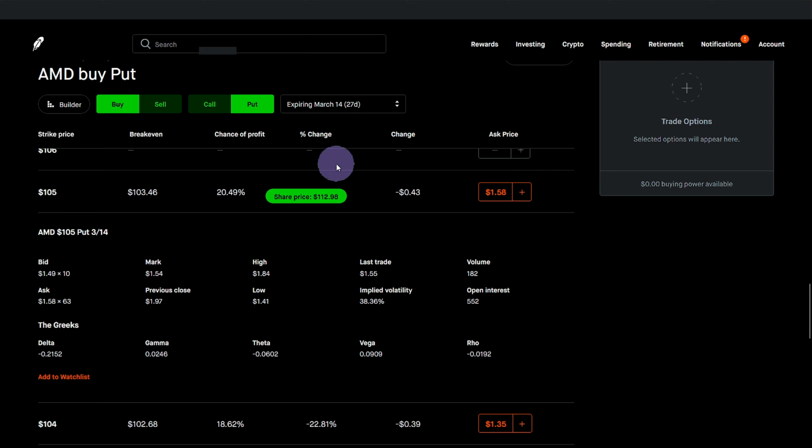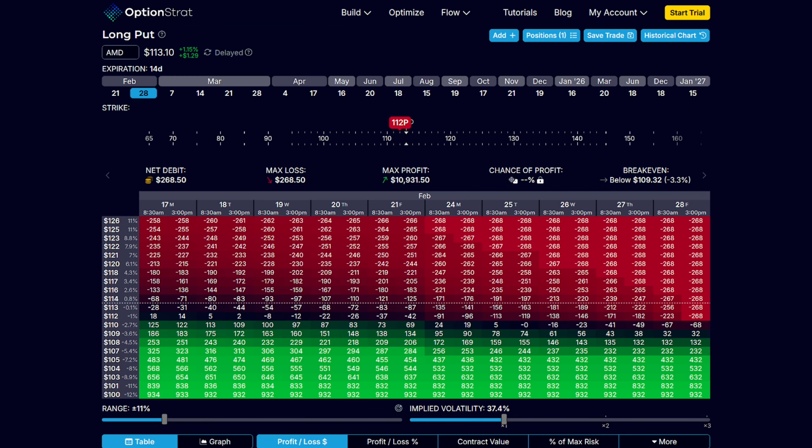Now again, you don't have to hold these contracts to expiration date. At any time, if the contract has gained or lost value, and it doesn't matter if the contract is in the money or out of the money, you have the option to sell this contract back to the market. So we've picked our stock, we have our strike and expiration date. Let's take a more detailed look at the data.